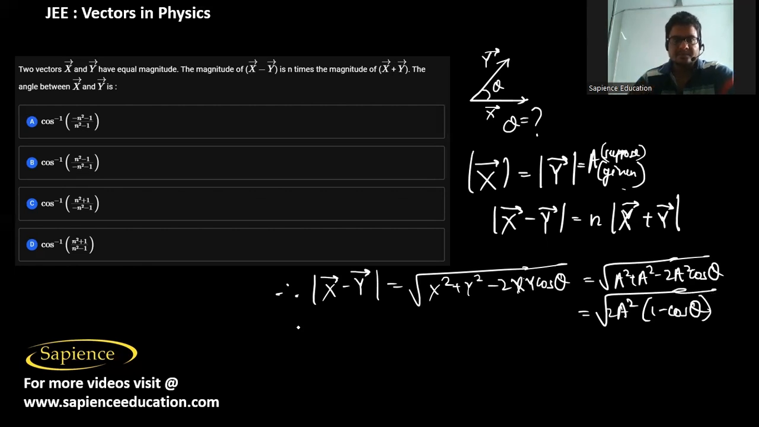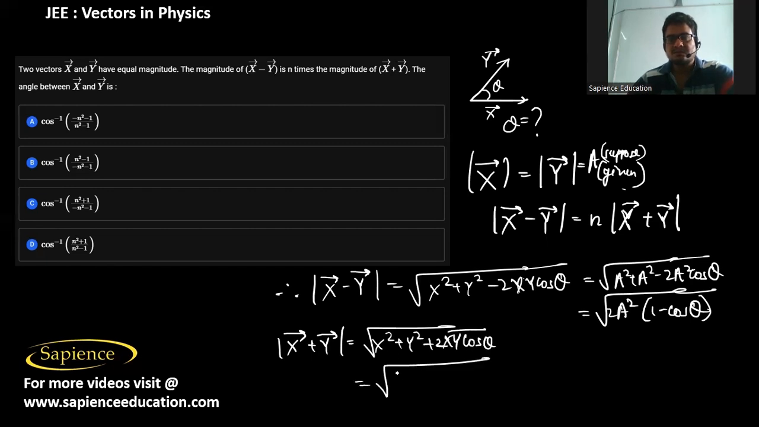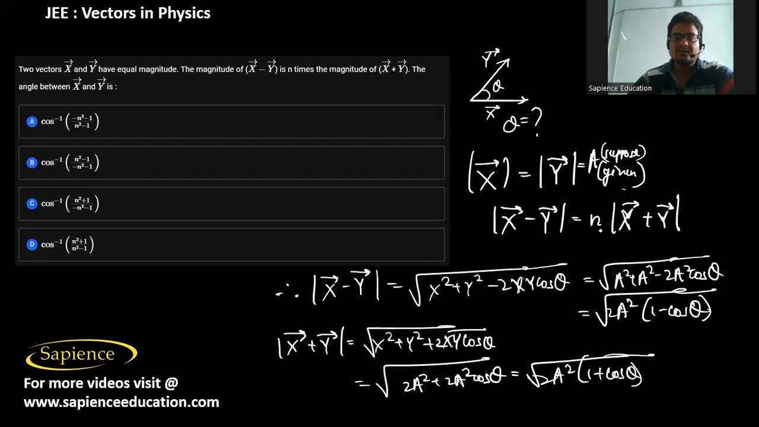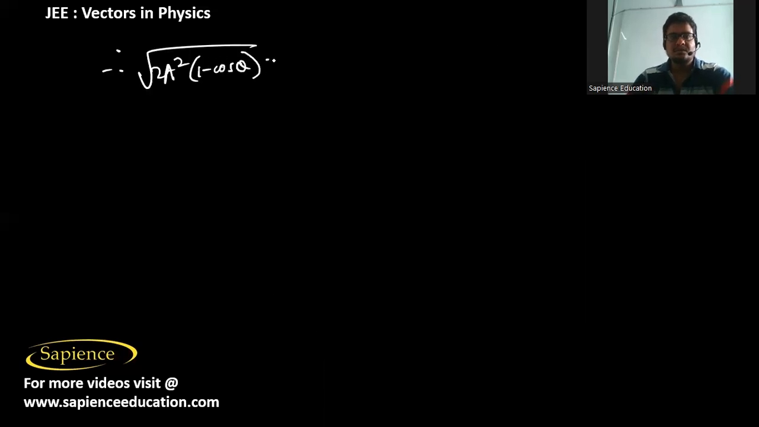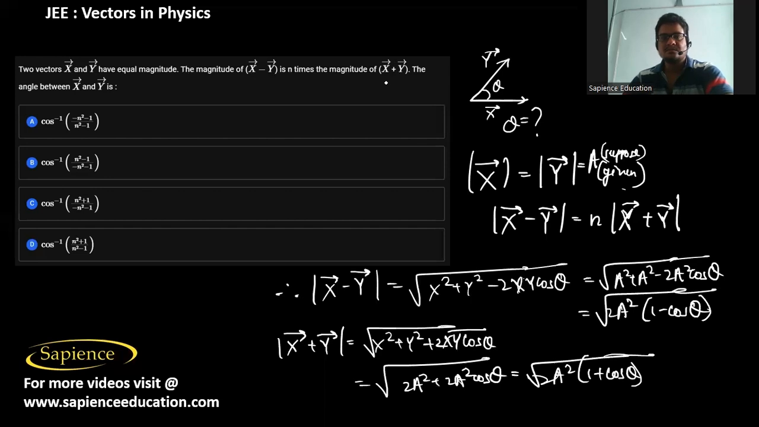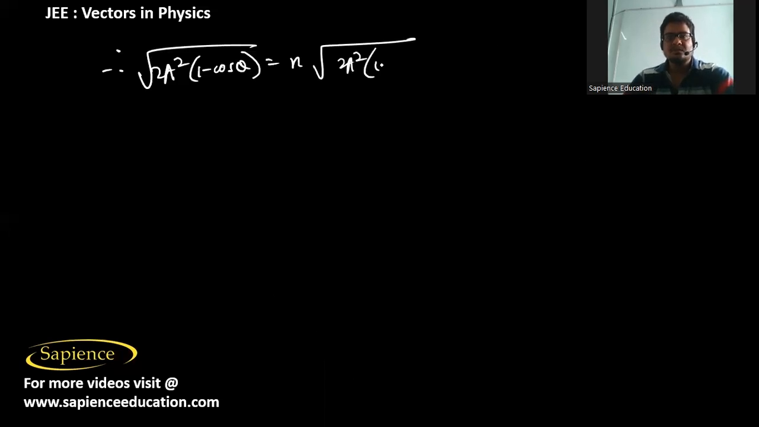And then magnitude of x plus y will be equal to square root of x square plus y square plus 2xy cos theta. So this will be equal to square root of a square plus a square, so 2a square plus 2a square cos theta. So this will be equal to square root of 2a square into 1 plus cos theta. So this will be equal to n times of this. So square root of 2a square into 1 minus cos theta will be equal to n into square root of 2a square into 1 plus cos theta.